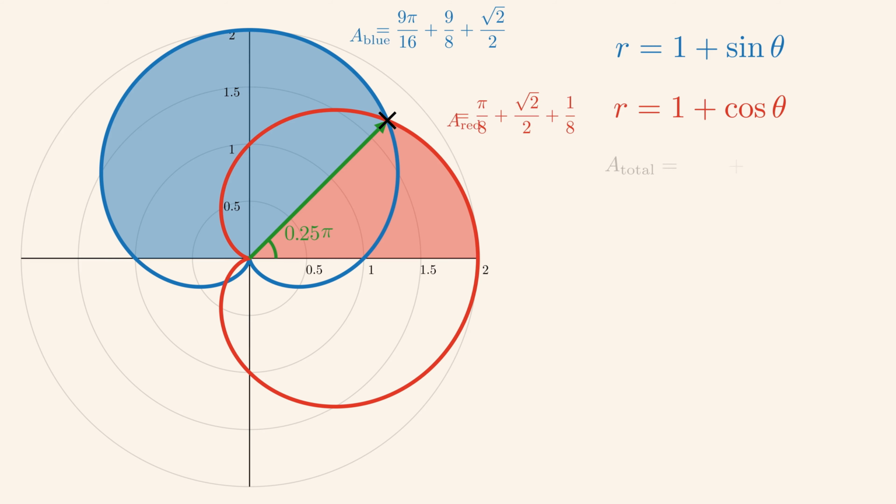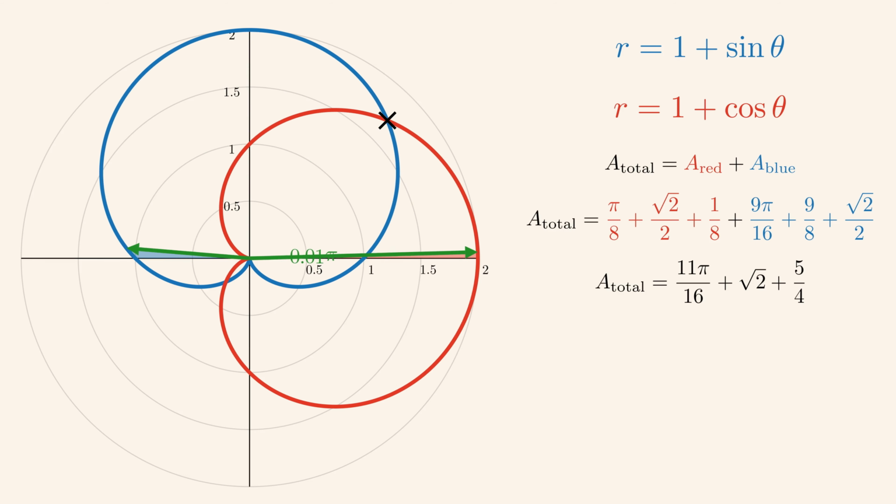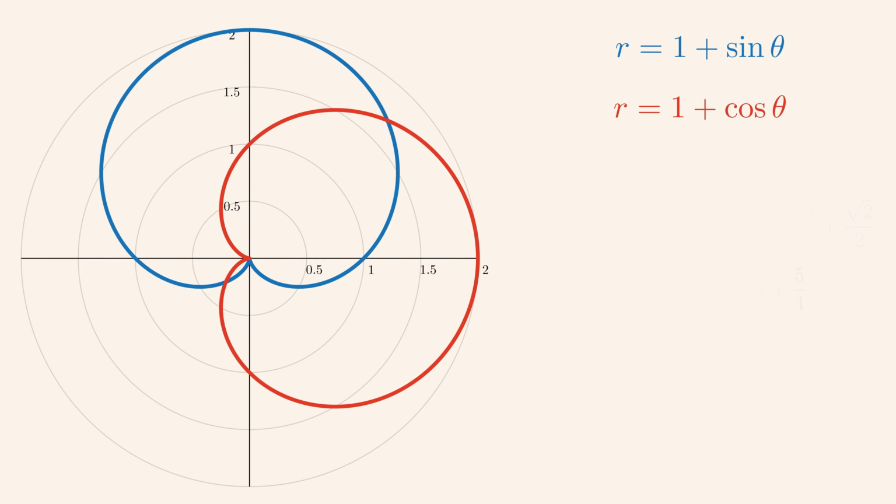The total area is the sum of the 2 colored regions. Since we already know both parts, we can now combine them directly. Adding the red and the blue areas gives us the exact result that we were looking for. With that, we have solved a fairly complex polar area example.